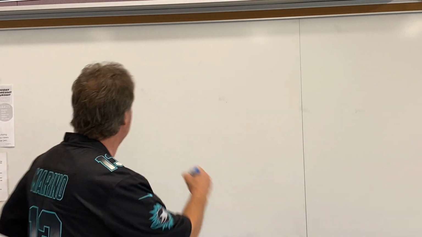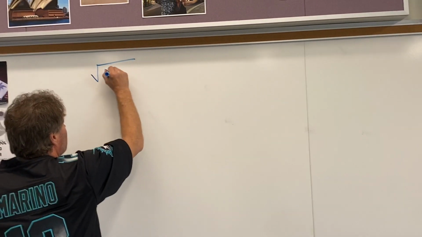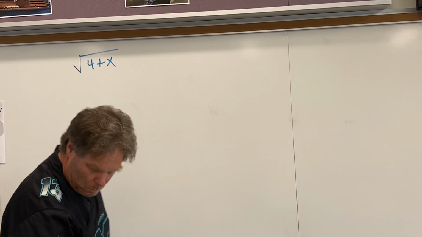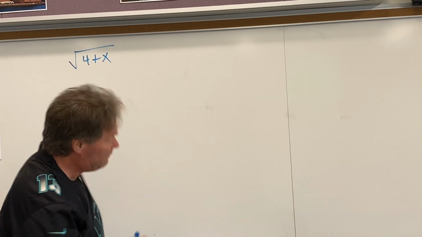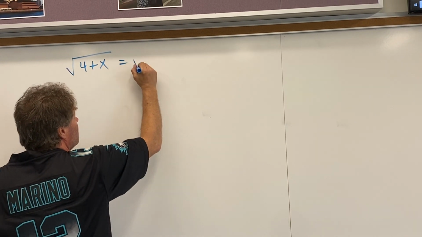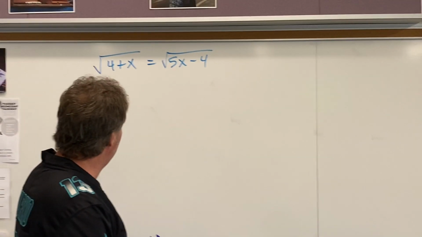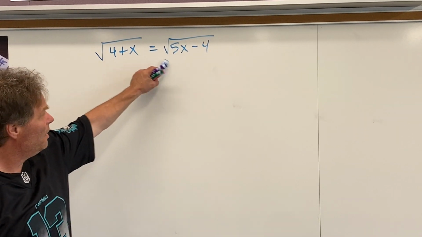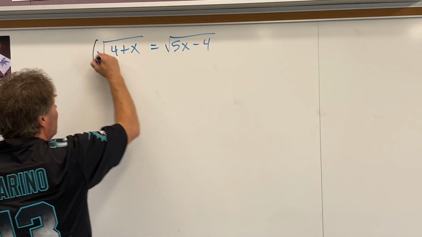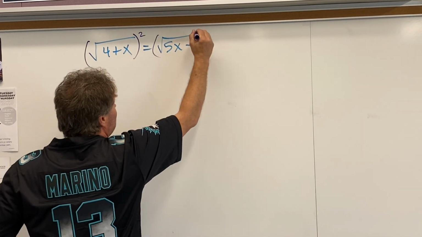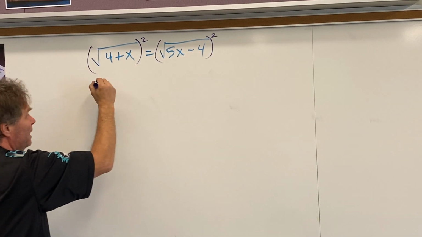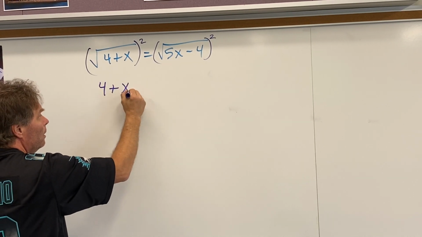Okay, here's the next one. Root 4 plus x equals square root 5x minus 4. Okay, this is kind of like the other one. They both have square roots. Look, wait, there's got to be a trick here. It can't be that easy, but it is.